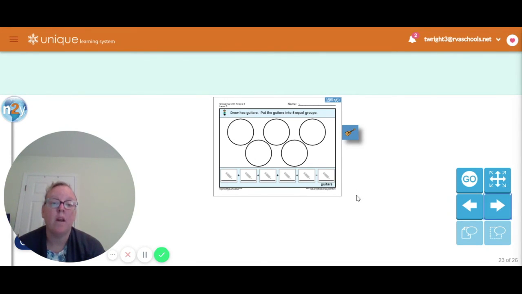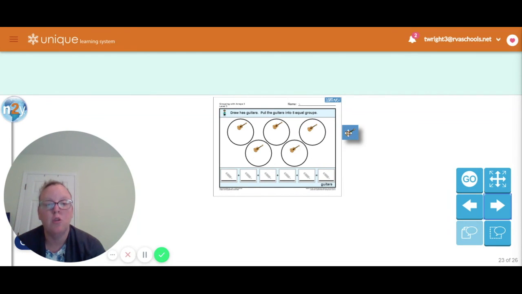Here's one more. If you have a keyboard, we can do it together and see how it goes. Here we go. 1, guitar. We're going to put guitars in each circle. Okay. There. Now we put 1 guitar in each circle.